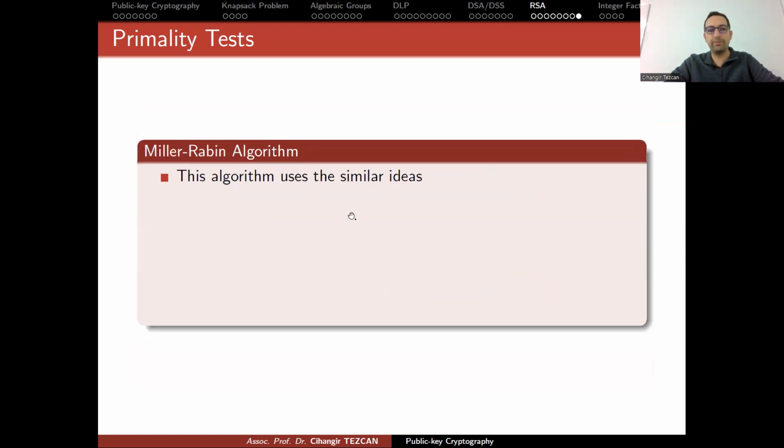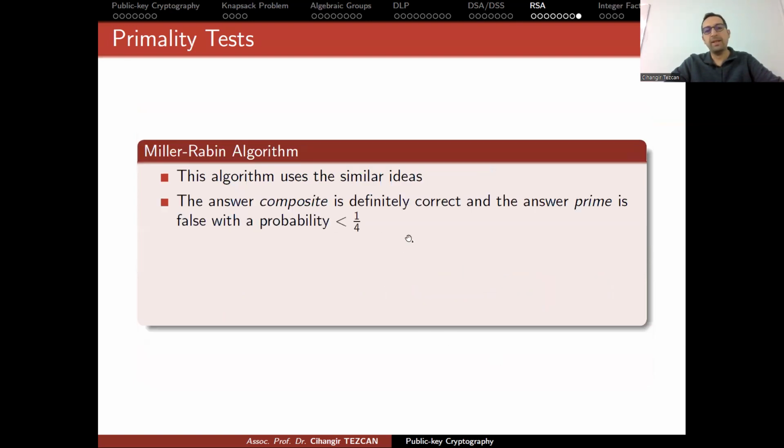This is called the Miller-Rabin algorithm. The algorithm uses similar ideas. The answer composite is definitely correct, and the answer prime is false with a probability less than 1 over 4. So it is a good gamble.